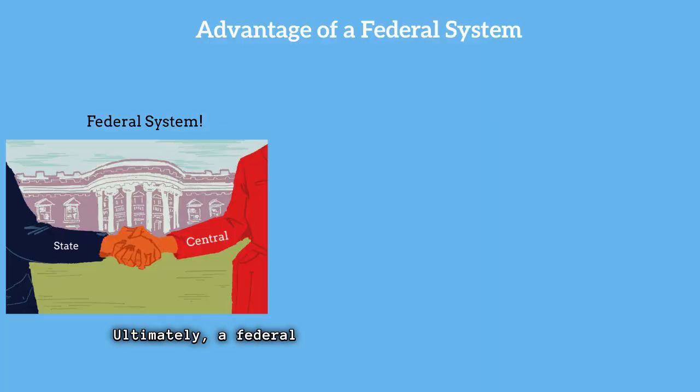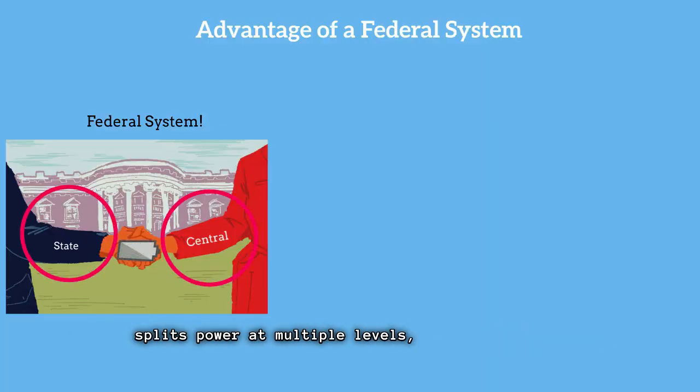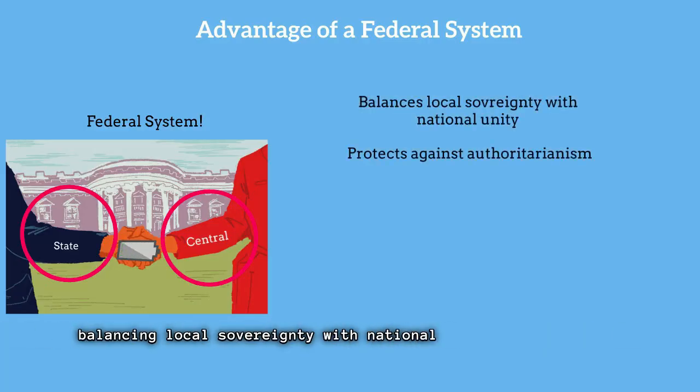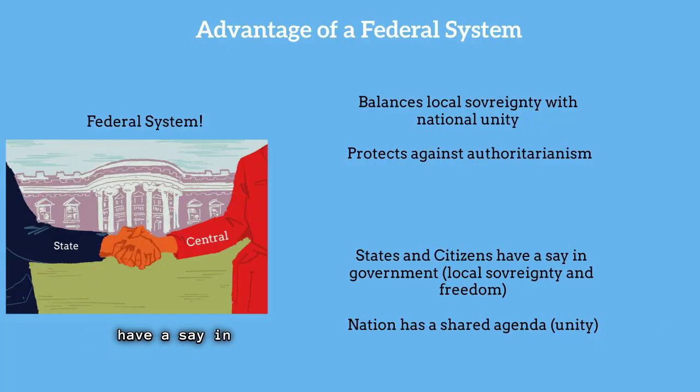Ultimately, a federal system of government, because it splits power at multiple levels, has an advantage over confederal and unitary systems of government in balancing local sovereignty with national unity and protecting against authoritarianism. It allows states and citizens to have a say in government, providing local sovereignty and freedoms, while also ensuring that the nation has a shared agenda. That is, national unity. We are one nation of we the people.